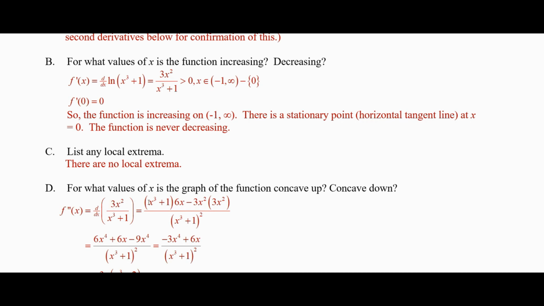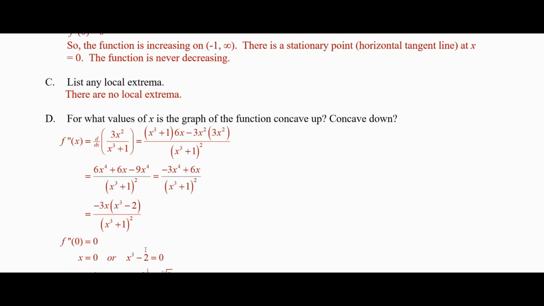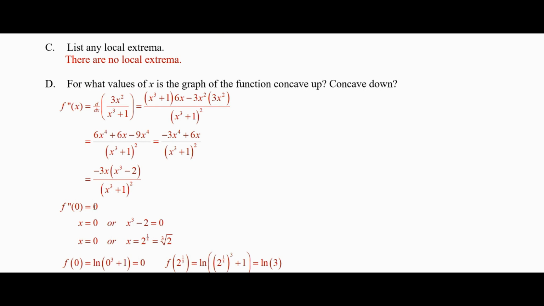So distribute here, that's 6x to the fourth plus 6x. Then we got minus 9x to the fourth. Combining like terms, that's negative 3x to the fourth plus 6x there. Factor out a negative 3x, and we get negative 3x times (x cubed minus 2) over (x cubed plus 1) squared. When is the second derivative equal to 0?